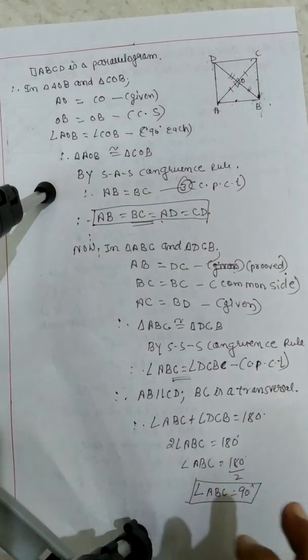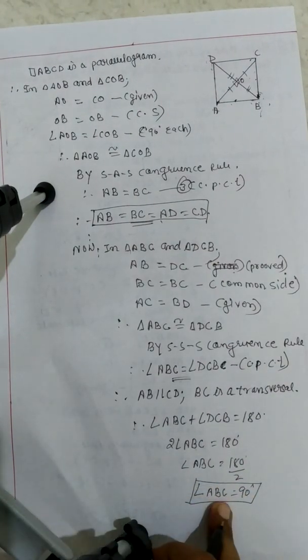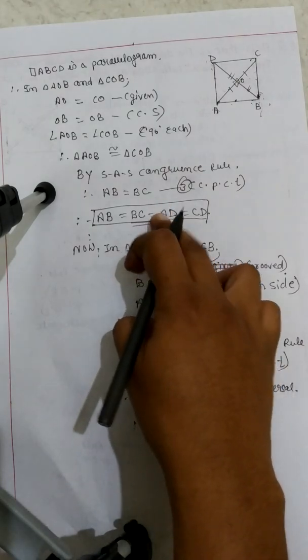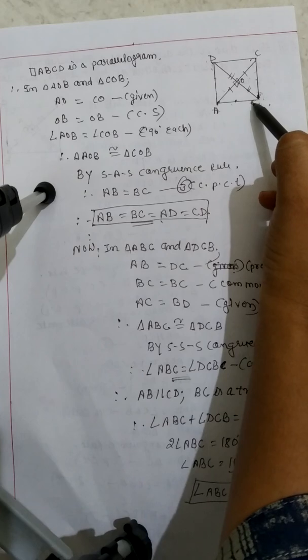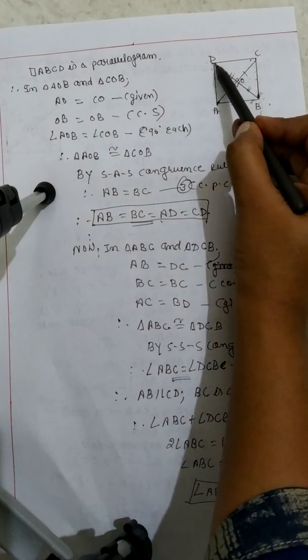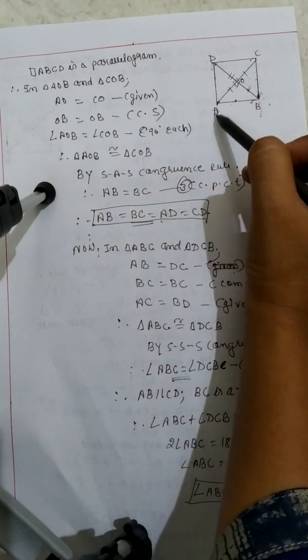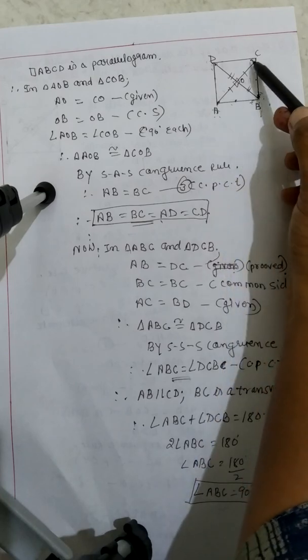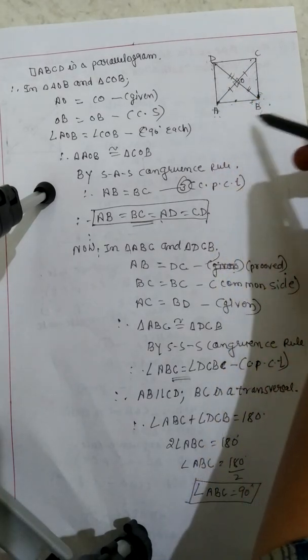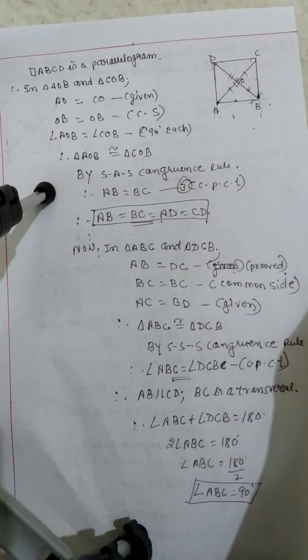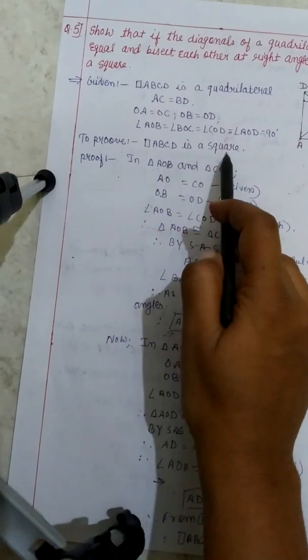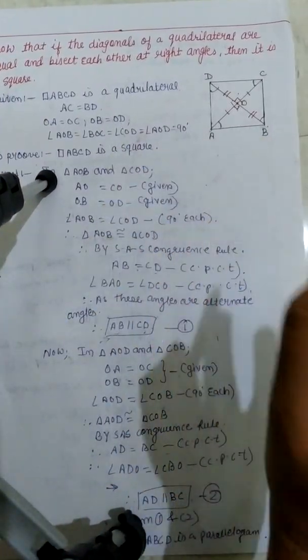So we have proved that all the sides are equal, and if this angle is 90 degrees, since it is a parallelogram, D will be 90 degrees, and obviously by consecutive angles you will get angle A as 90 and angle C as 90. Hence all the angles are 90 degrees each and all the sides are equal to each other. Hence what was the question to prove? To prove is ABCD is a square, and hence the property has been specified.